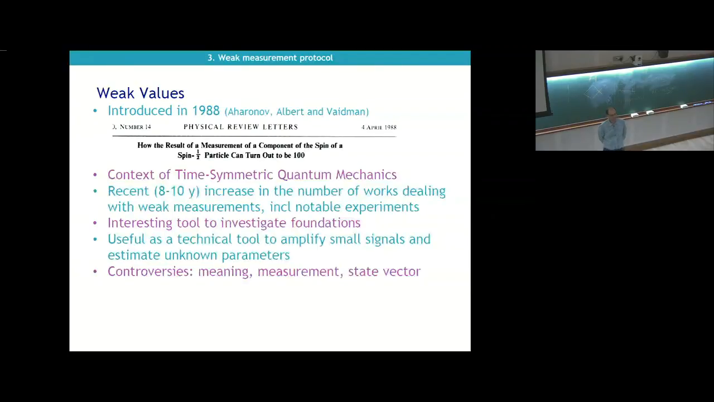So that's correct in theory. As you saw, most experiments here, for example, the experiment by Steinberg on trajectories, use another degree of freedom of the system as a pointer, right?